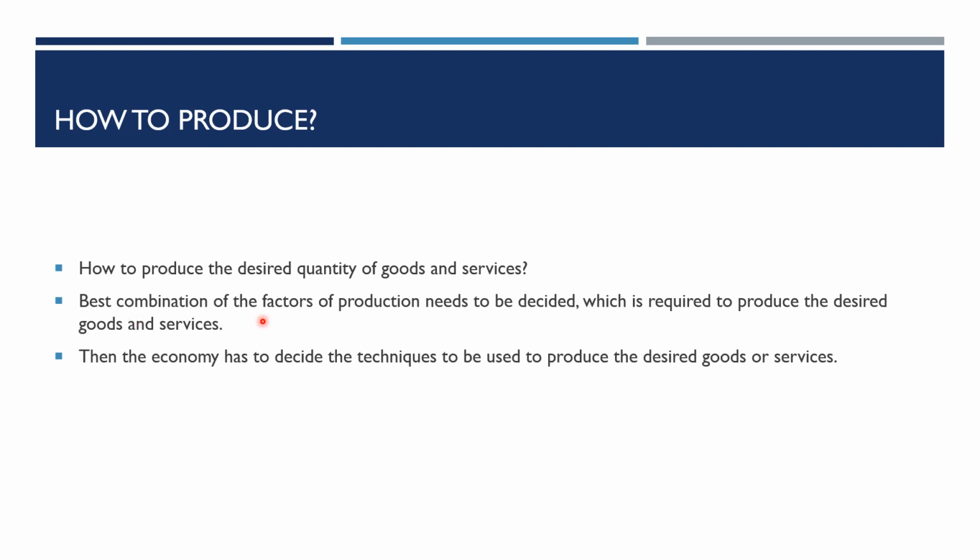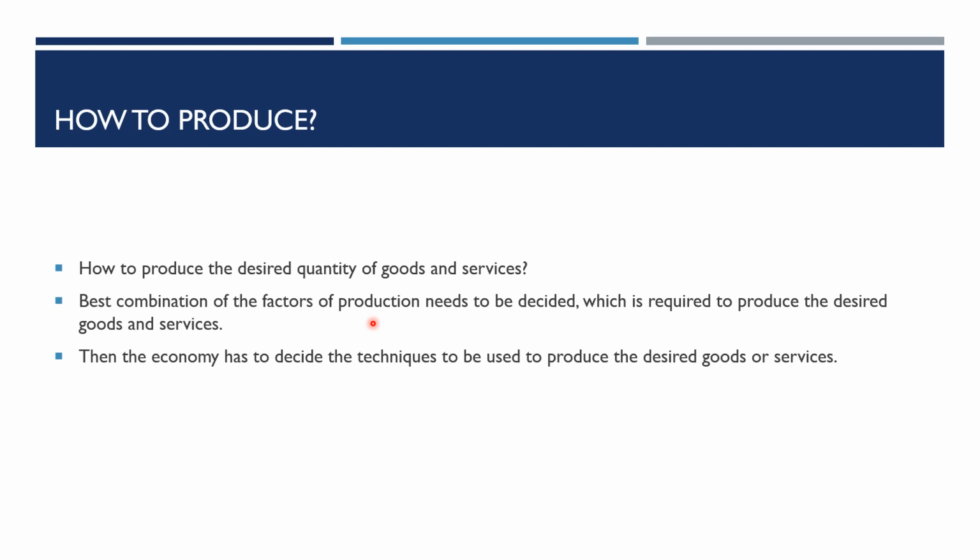So the best combination of factors of production needs to be decided. It needs to be decided how many people have to be employed to produce a chocolate. It needs to be decided how much of which raw material has to be purchased. It needs to be decided what size the rooms or the building or the land has to be, so that we can fulfill all the activities that we are willing to fulfill.